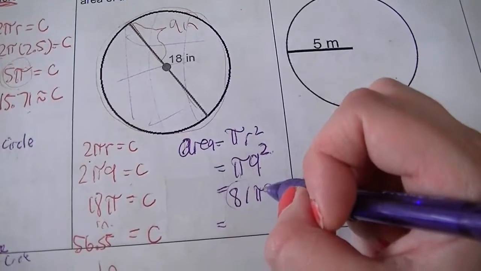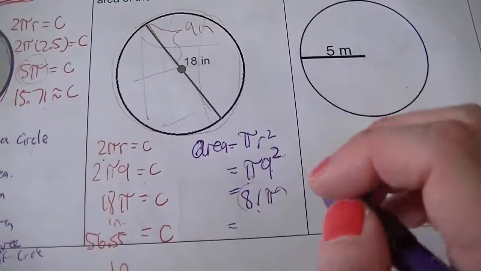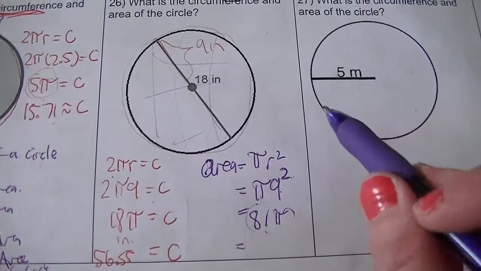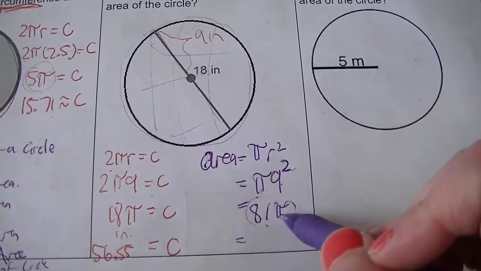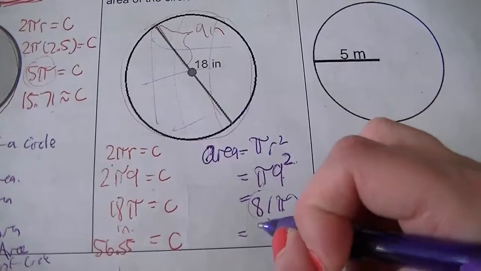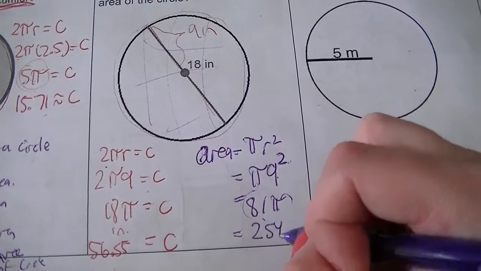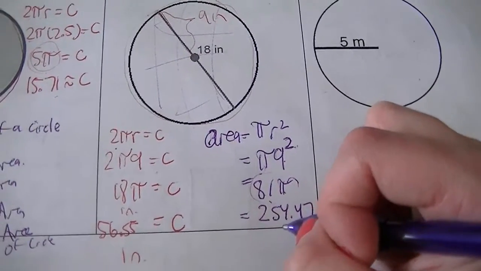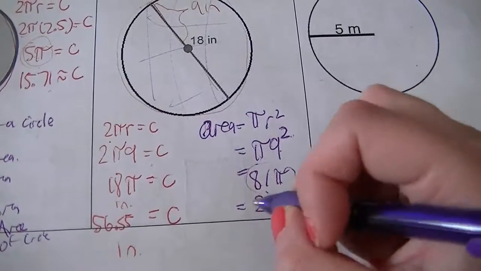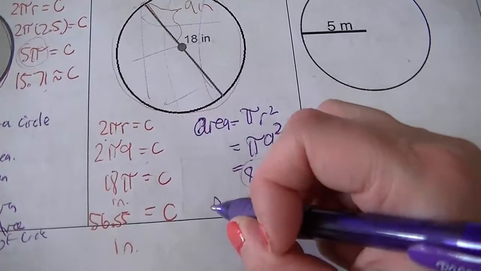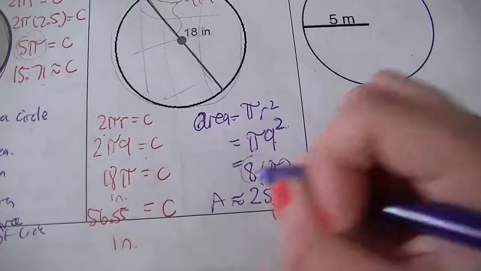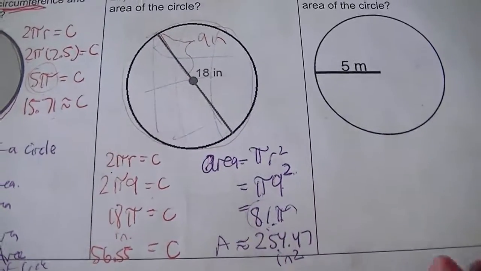So if the directions say keep it in terms of pi, that's it, you're done, okay? But I want you to go ahead and just use the pi button on your calculator. Go 81 times pi on your calculator, and then you'd get 254 and 47 hundredths inches squared, okay, for the area of the circle. And that's an approximate because we had to round. This one's exact.